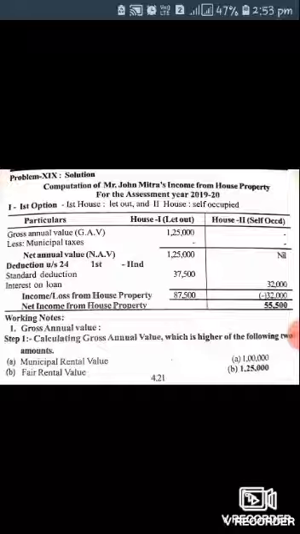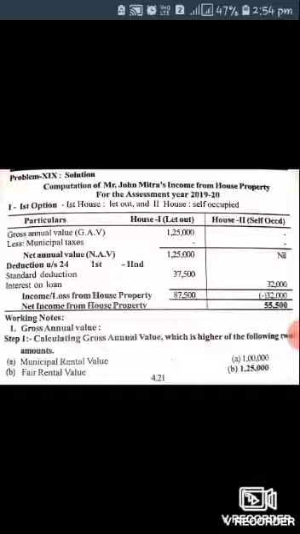Second house is a self-occupied house. 37,000. Interest on loan is 32,000. From the first house, it is 8,500 income, but he has a loss from the second house, after deducting that loss from the first house. So the income from house property is 55,500. Let's see the working notes.